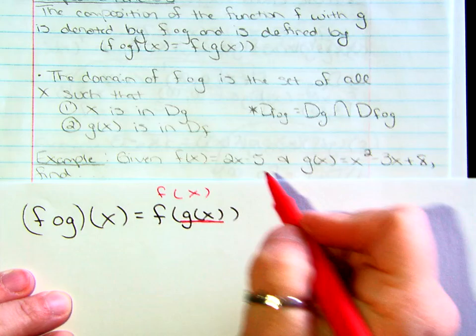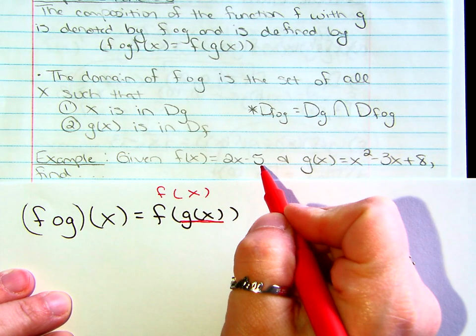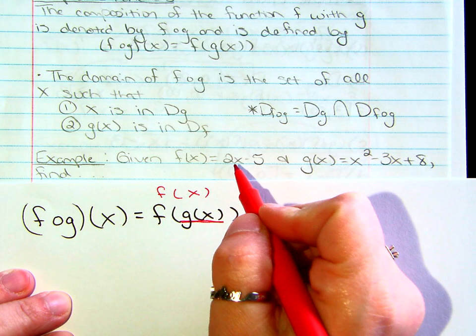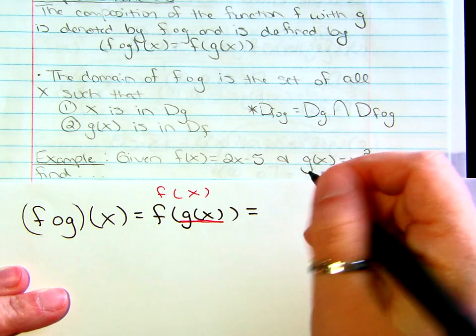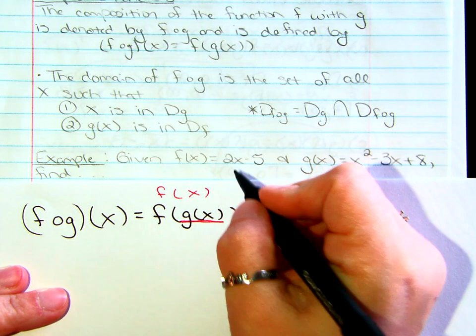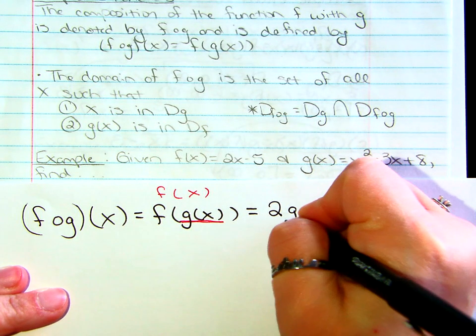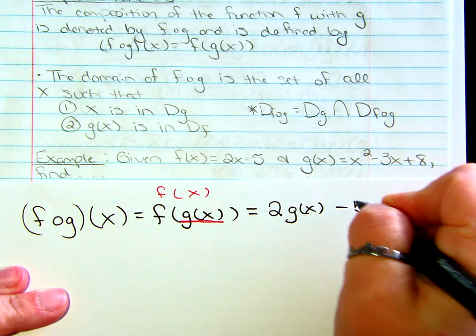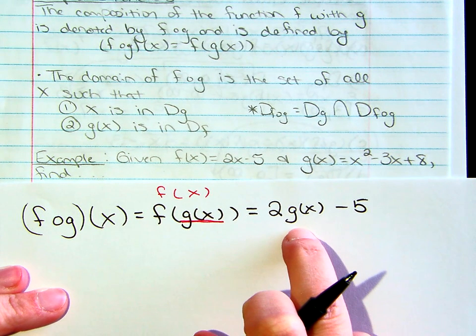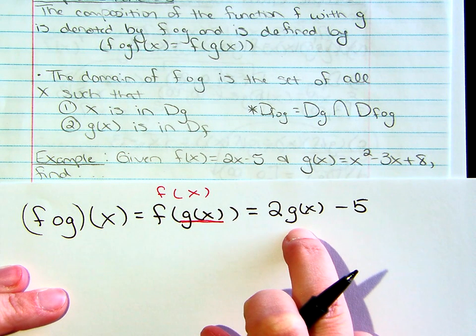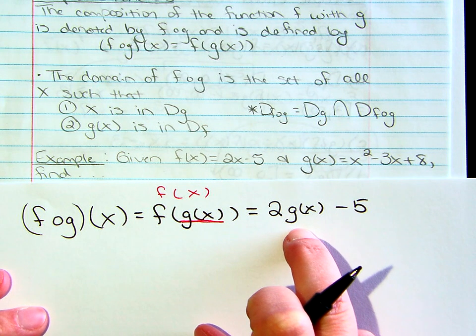Because remember, this is like seeing f of x. Well, f of x is 2x minus 5. But instead of writing x, I'm going to write g of x. Let me show you. I'm going to even write this second step. You don't have to write this step. But instead of writing x, I'm going to write g of x. So I wrote the f of x function, but I put g of x in there. You don't have to do this step, but if it helps you to understand what we're going to do, then do it.